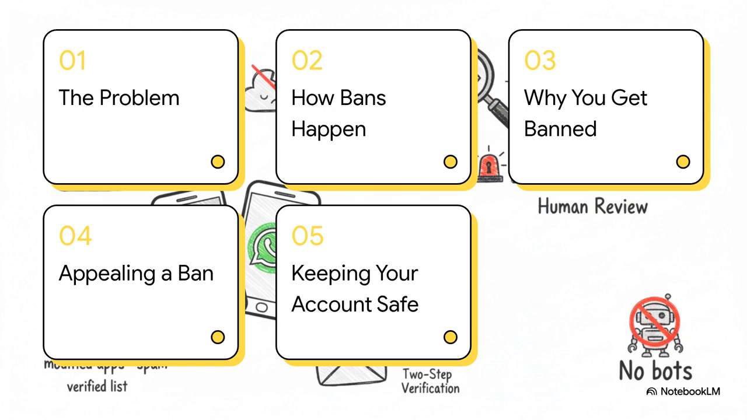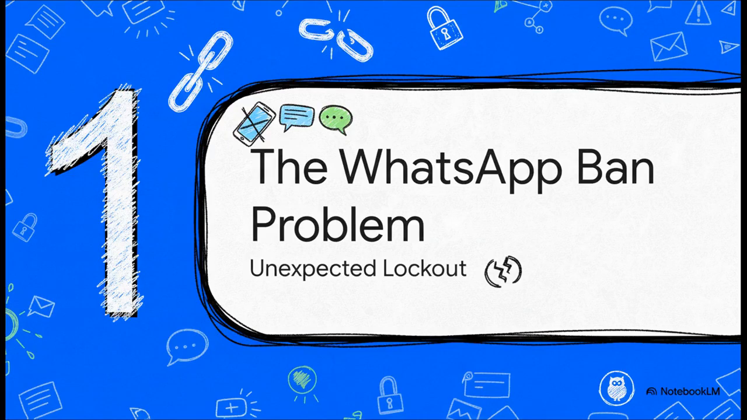All right, so here's the game plan. We're going to start with the problem itself. Then we'll dive into how these bans actually happen, the common reasons you might get flagged, the exact steps to appeal a ban, and then we'll finish up with the most important part, how to keep your account safe from the very beginning. So first up, let's talk about the problem.